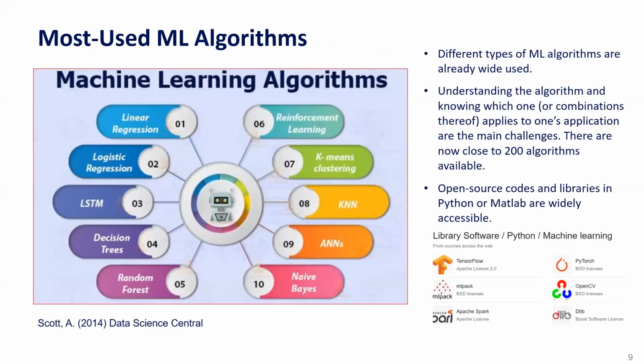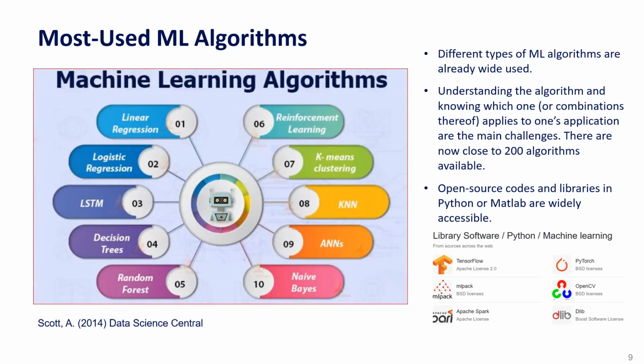What are the most used algorithms available these days? I believe these are the top 10 that are widely available, widely used, and we know how they perform more or less, from linear regressions to naive Bayes, random forest, neural networks, and decision trees. So the challenge is to understand each of the algorithms that are available and to know which ones, or combinations of different ones, will apply to our application. This is the main challenge.